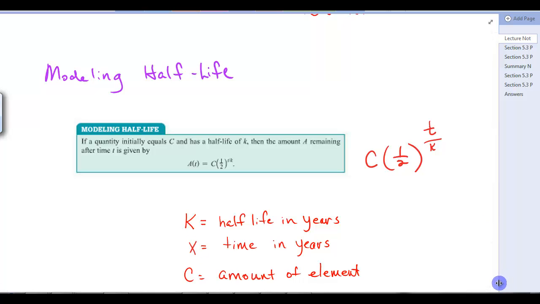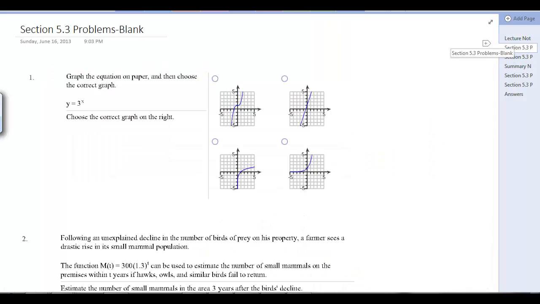And the amount of the element is the C, and T is the time in years, and K is the half-life of the element. So that's going to come into play in one of our problems, so you'll have those notes to refer to. Let's go ahead and look at our problems and see what we can do with these.